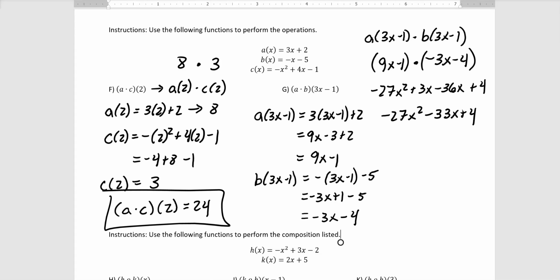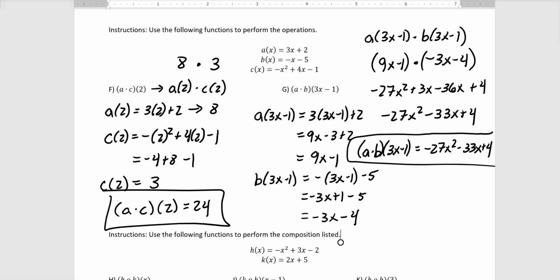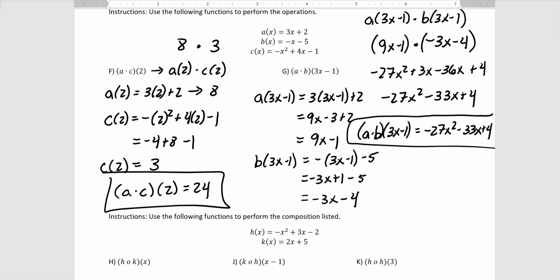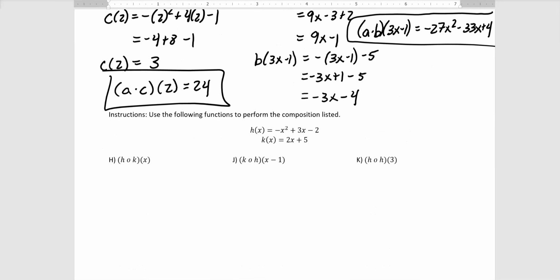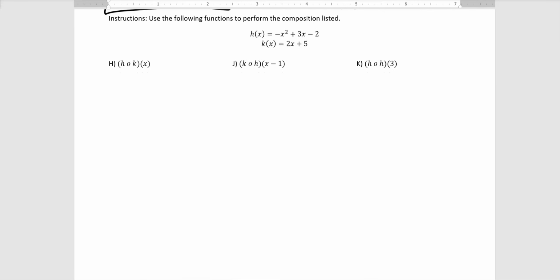So I have found that A times B, let's see if I have the space to write this all out, of 3x minus 1 equals negative 27x squared minus 33x plus 4. And there we have it. All right, so that's some multiplication. Hopefully we're feeling good there. Let's check out some composition now.